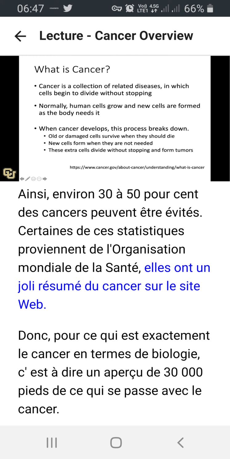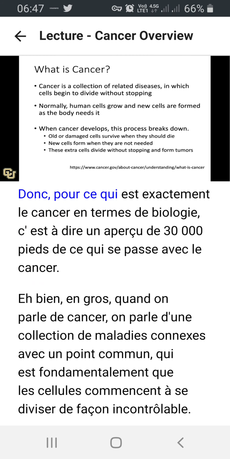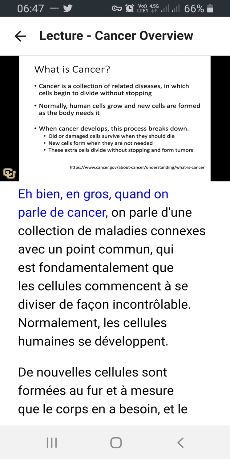So moving on, in terms of what exactly is cancer in terms of the biology of it, this is just a 30,000-foot overview of what happens with cancer. But basically, when we talk about cancer, we're talking about a collection of related diseases with a commonality, which basically is that cells begin to divide uncontrollably. So normally, human cells grow.